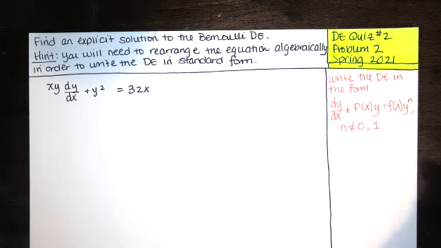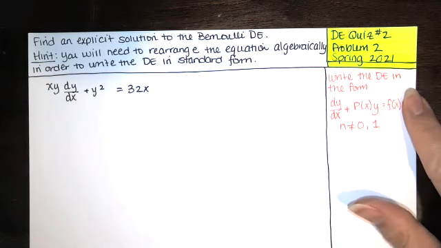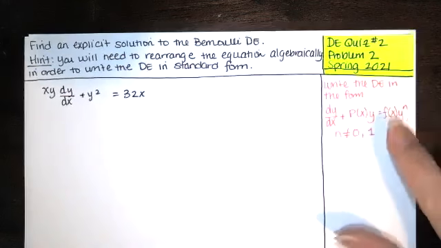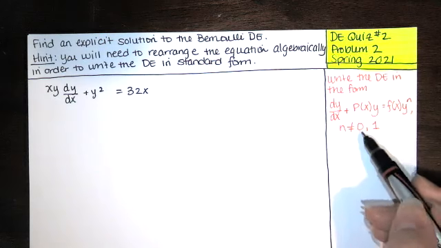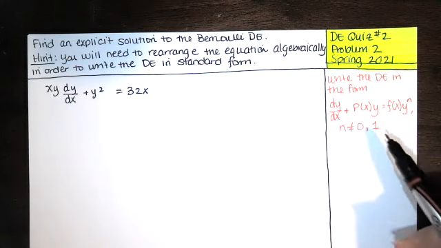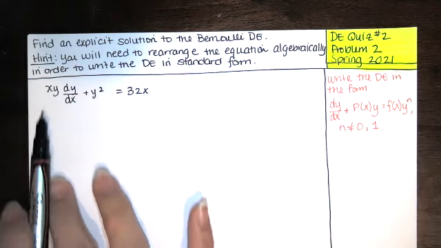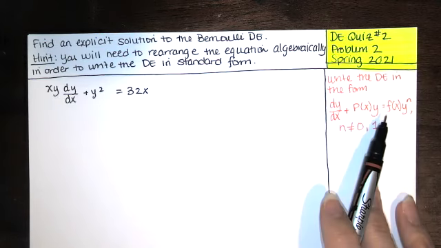Because if n is equal to zero, well, then it's just a first order linear ODE. And if n is equal to one, then it happens to be a separable DE. It's also first order linear in that case, because you could move the term over to the other side. But if n is not equal to zero or one, we're going to use the Bernoulli method. So we have this and we want to write it in this form.